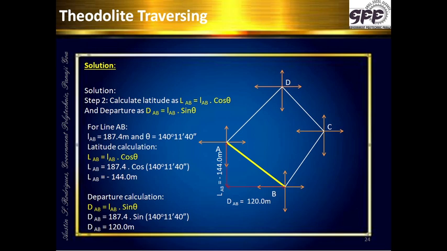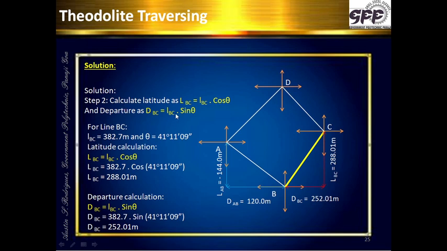Then easting of AB is 120 meters. Because departure is on the east side, it is 120 meters. Either latitude is minus 144.0 meters or southing is 144 meters, and departure is 120 meters or easting is 120 meters. One and the same thing. So that's how we are showing it over here. Let us go to the next line, the line BC.